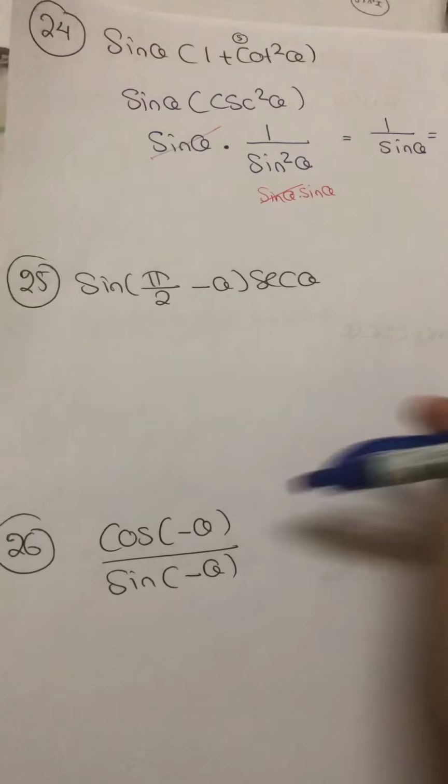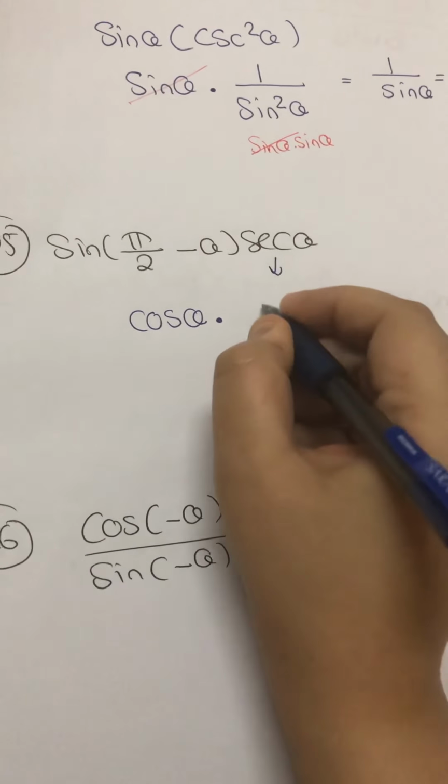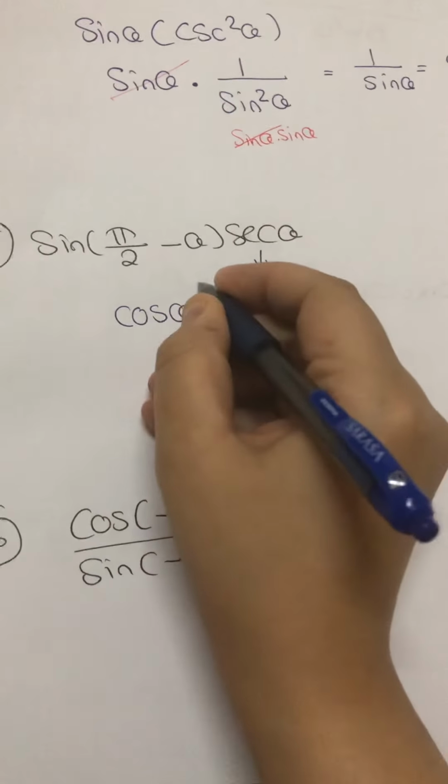One co-function identity again here. Sine of pi over 2 minus theta was cosine theta, times sec, which is 1 over cosine theta. This will cancel this, and your lovely answer is just 1.